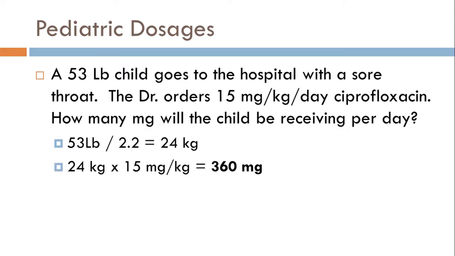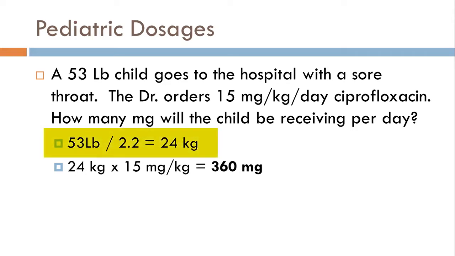So here comes an example. I have a 53-pound child who goes to the hospital with a sore throat. Really common issue. The doctor is going to order 15 milligrams per kilogram per day of ciprofloxacin. Sometimes you'll hear milligrams per kilogram called mgs per kg. That's just nice little short verbiage that doctors or nurses or even pharmacists may use, a little easier to say than milligrams per kilogram. So the question on this particular problem is how many milligrams will the child be receiving per day? Well, first of all, we need to convert that to pounds.